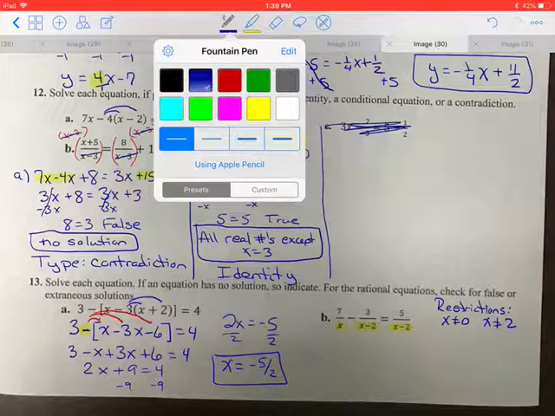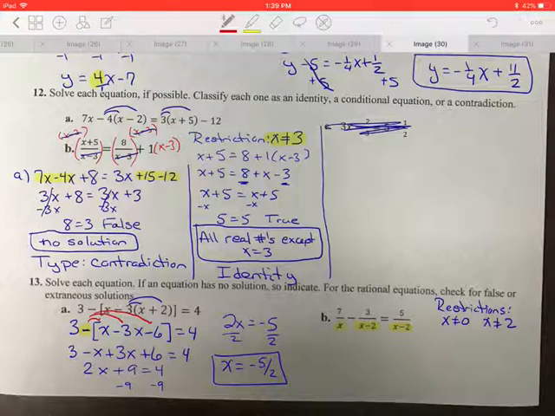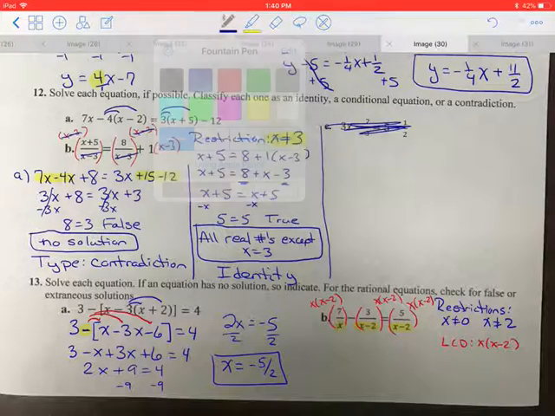All right, so now I'm ready to build my LCD. I'm going to need an x and an x minus 2. So that tells me what to multiply by. So I'm going to multiply each fraction or each term by x times x minus 2. And I'm going to do that all the way across. All right, so this should make my fractions fall out.